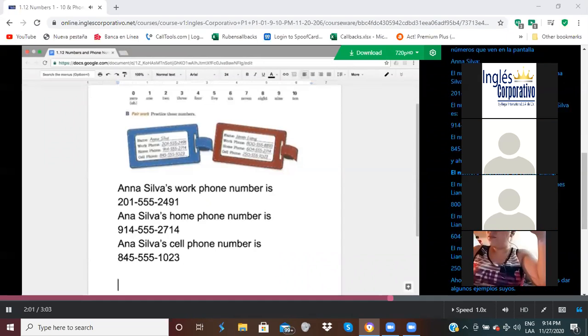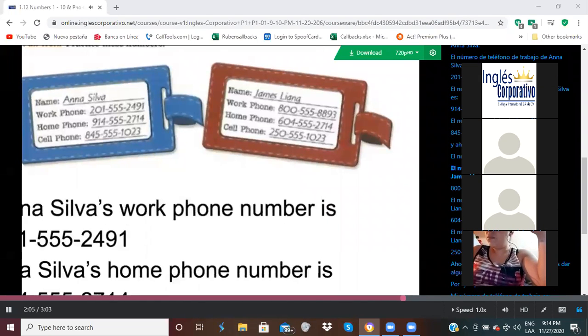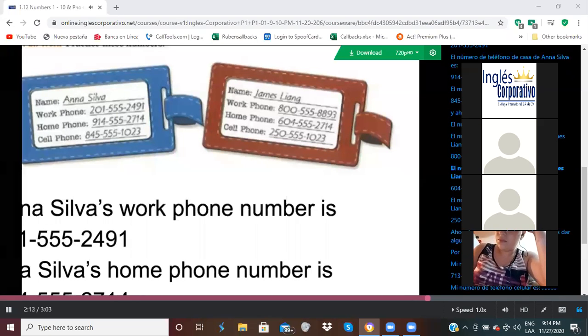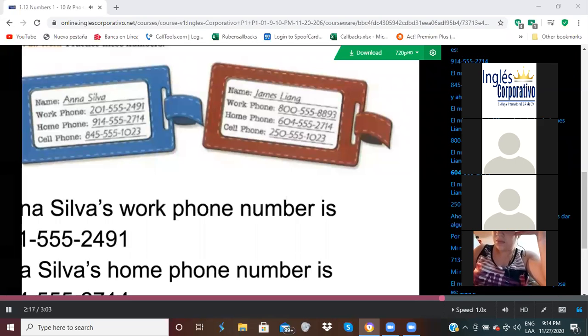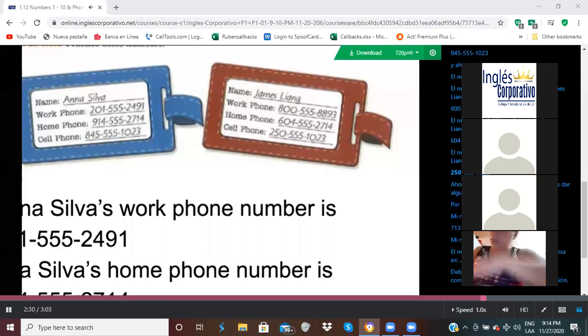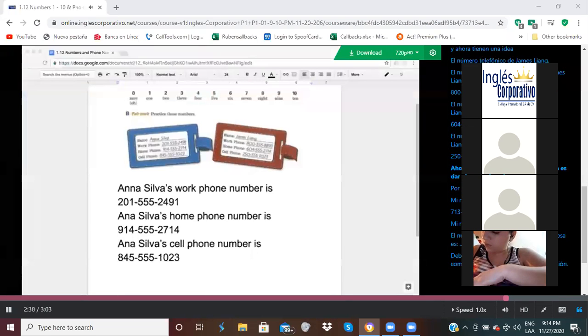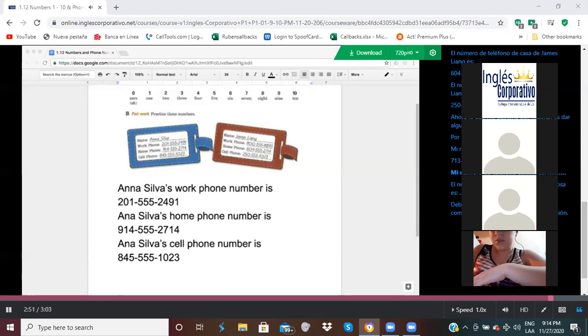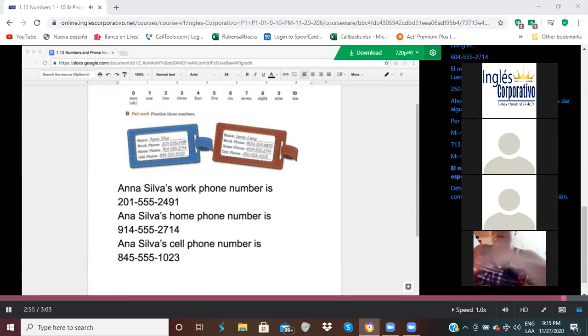And you get the idea. James Lang's work phone number is 800-555-8893. James Lang's home phone number is 604-555-2714. James Lang's cell phone number is 250-555-1023. Now, what I would like for you to do is to give some examples of your own. For example, my work phone number is 713-695-3539. My cell phone number is, my wife's cell phone number is. You should give at least 10 examples and share them in our discussion forums.